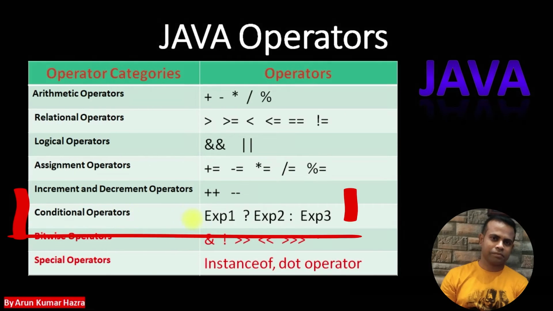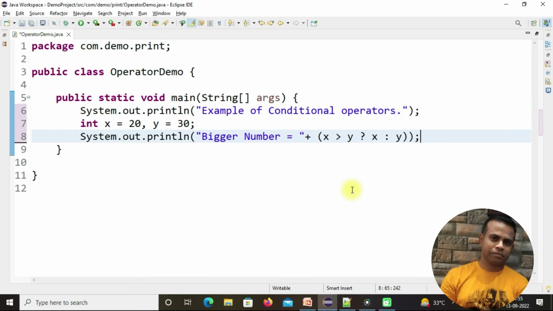So our next category is the conditional operator, where it should look like this. First your expression 1, then based on this expression 1 it will return this value or this value. So the syntax is: expression 1, question mark, then expression 2, then colon, then expression 3. So let's check it with some examples. Let's check an example of the conditional operator.